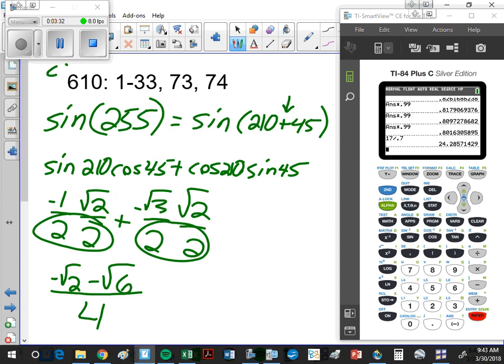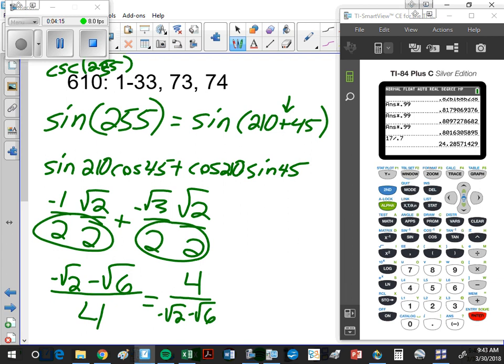What if I wanted the cosecant of 255? There is no cosecant formula on your reference sheet. So what do you do? You flip the sine upside down. So we ended up with negative root 2 minus root 6 over 4. I'm going to flip that, and I'm going to get 4 over negative root 2 minus root 6. Two things I don't like about that. It begins with a negative, and it has square roots on the bottom.